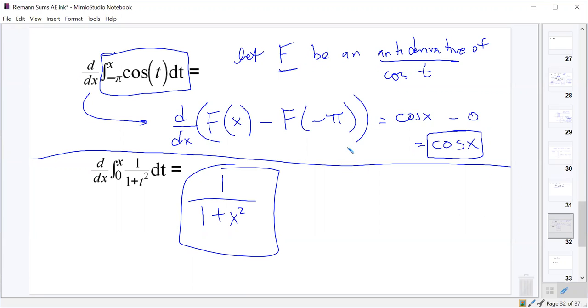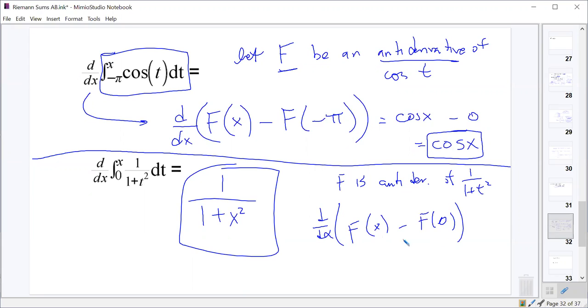All right. And if we wanted to write it all out this way, we could have. We could have said capital F is the antiderivative of 1 over 1 plus t squared and gotten the derivative of capital F of x minus capital F of 0. And the same thing would have happened. The derivative of capital F would have just been this, and this part would have been 0. Good or no? Good. All right, cool.